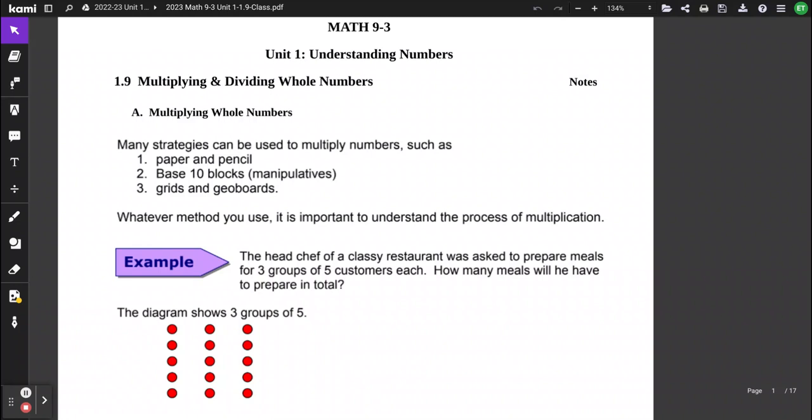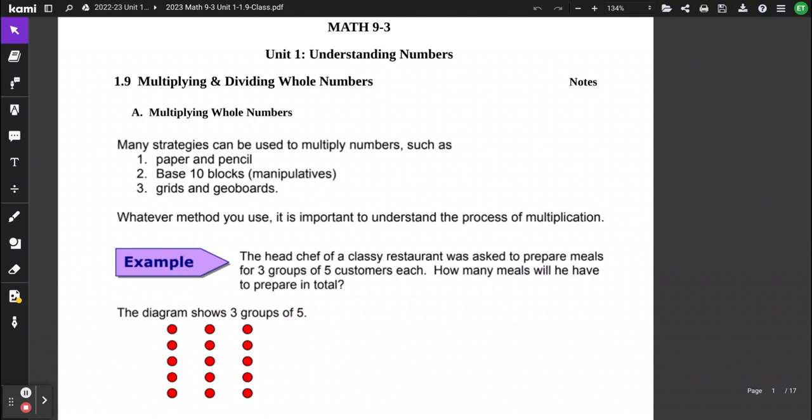Okay, this is lesson 1.9. We're talking about multiplying and dividing whole numbers. There are multiple ways to do it, so we're just going to briefly look at a couple different ways. The first way is paper and pencil. We can also use base 10 blocks, which are called manipulatives, or grids and geoboards. And I'm going to show you examples of each one.